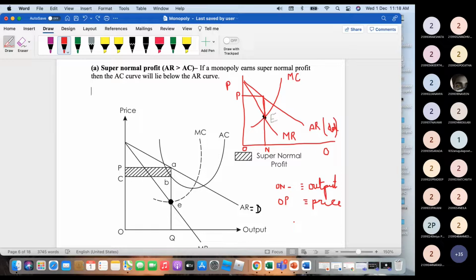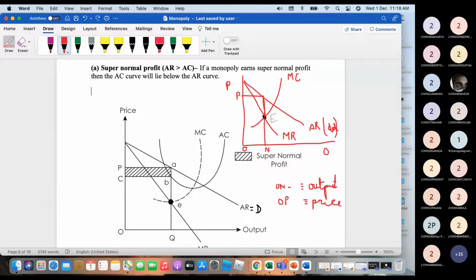So output, how are you going to find? Output you are going to find when you are equating MC is equal to MR. Wherever is the point equilibrium point, from that point you are bringing it towards the output axis, you get the output. Same from the equilibrium point, if you move towards up and touch it to the average revenue, you will get the price, which is OP. From this you will take it towards the y-axis because we are measuring price on the y-axis.